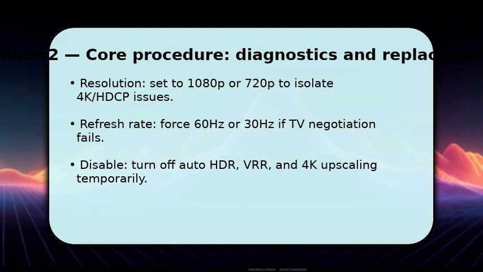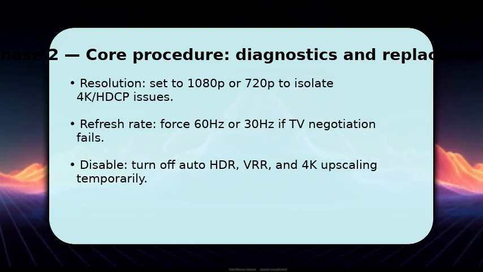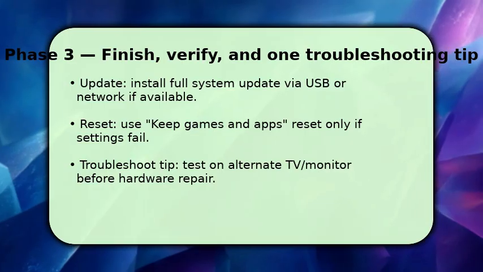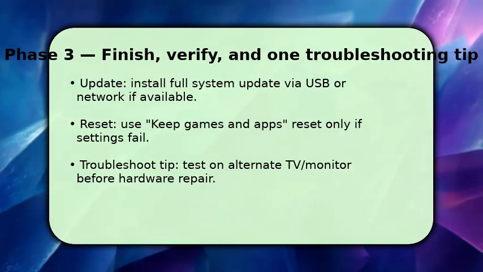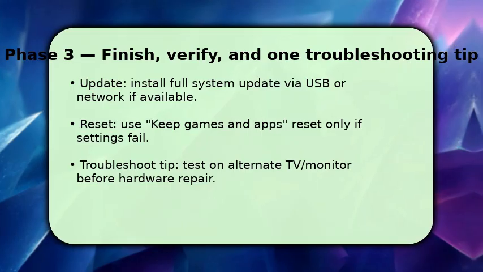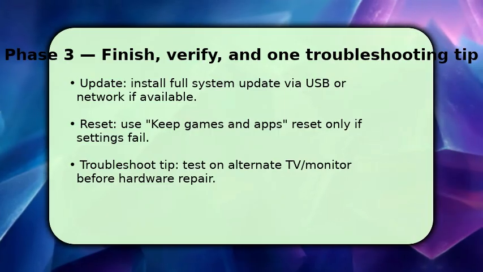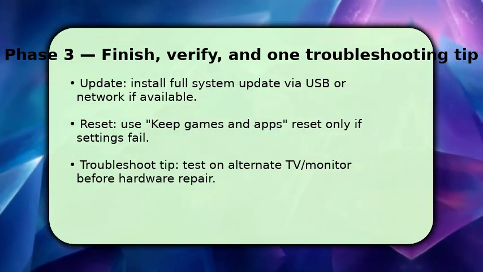You finish by applying the fix. Install the latest offline or online system update to replace corrupted firmware files. If updates fail to restore graphics, perform a console reset, but choose Keep Games and Apps to preserve data. Once reset completes, re-enable features one at a time to confirm stability.